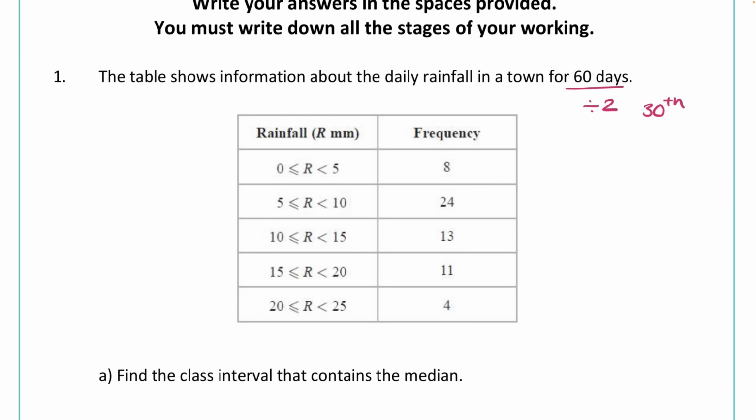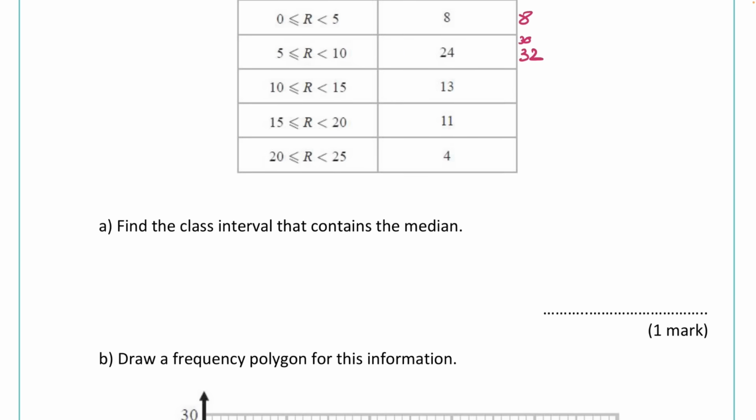So if we count down cumulatively, we start with 8, and when we add the next 24, that gets us to 32. Now we have gone past the middle, 30 would be just above that somewhere, but it's in this category here, the 5 to 10. So we would write our answer exactly as it's shown in the table, between 5 and 10.